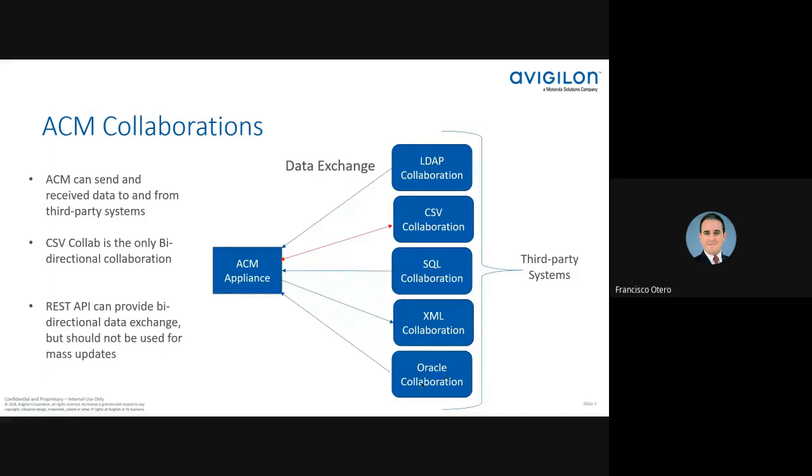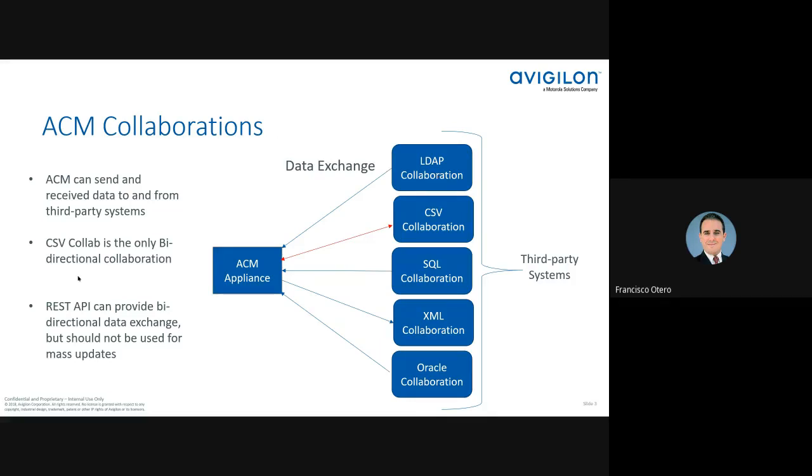It is very limited. It really depends on customers utilizing Oracle. We don't have a whole lot out there. Again, most popular would be LDAP. So ACM can send and receive data to and from different systems. It really depends. And you see that I put a red arrow there on CSV, because that one is the only collaboration that can actually do both. It can send information into ACM and also send information out of ACM. So it's a bi-directional collaboration, okay?